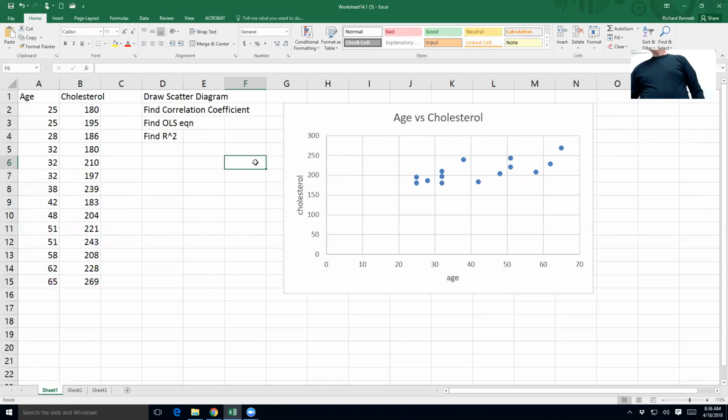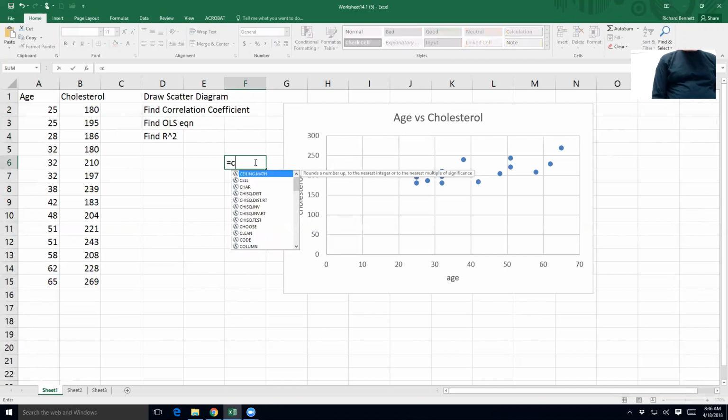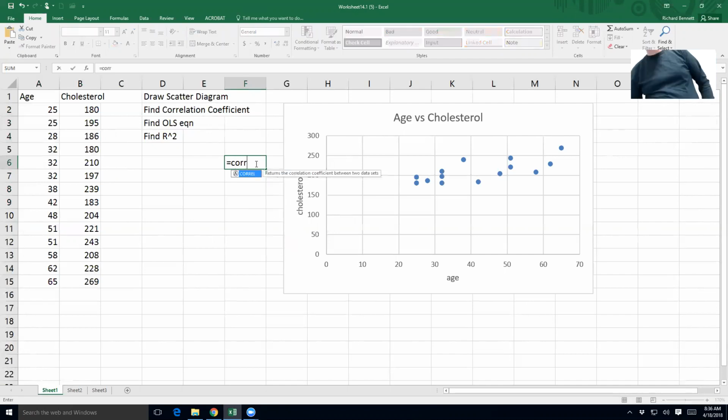Ashley remembers how to get the correlation coefficient. No, you don't want to click on the graph. There we go. Thank you, Eric. Equals CORREL, right? Take it away, Eric. Just do age, then click cholesterol. The age, comma, cholesterol.